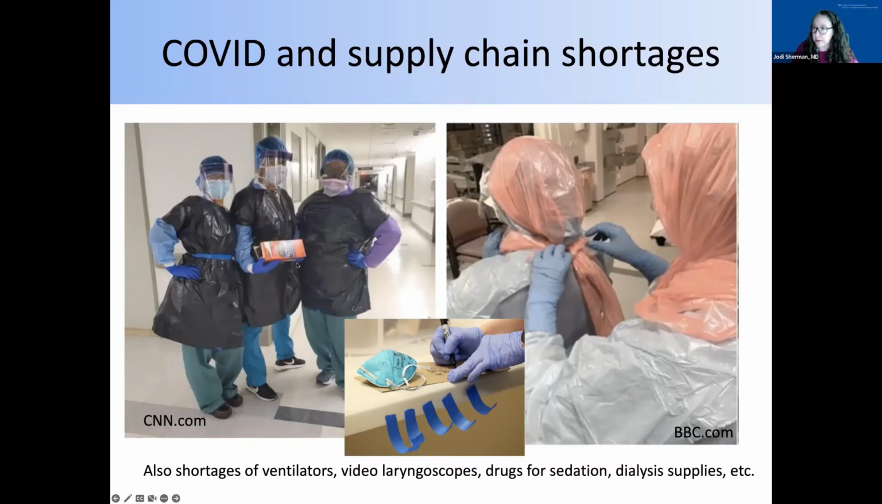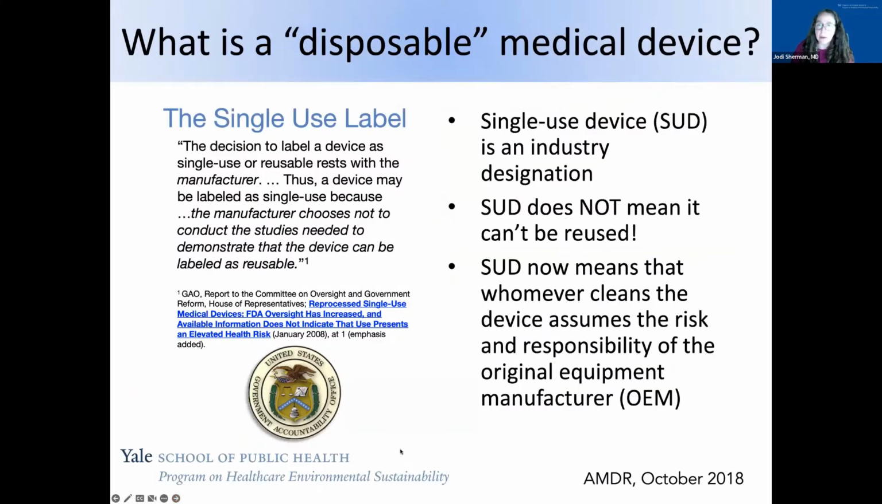On the left, this is an image from Brooklyn, New York. On the right, this is from a hospital in the UK. These are very wealthy hospitals, nations. We've been caught with our pants down. And of course, the PPE, personal protective equipment like that, made headlines, but it was also ventilators, video laryngoscopes, drugs for sedation, dialysis supplies. So many things were on shortage. And whether we're talking about pandemics or climate change, the risks are very similar to supply chain disruption, and the solutions are very similar.